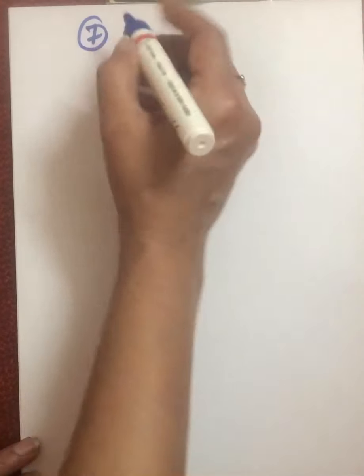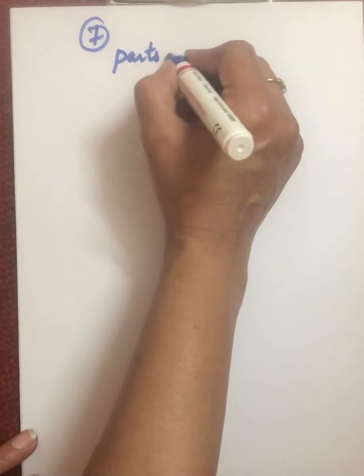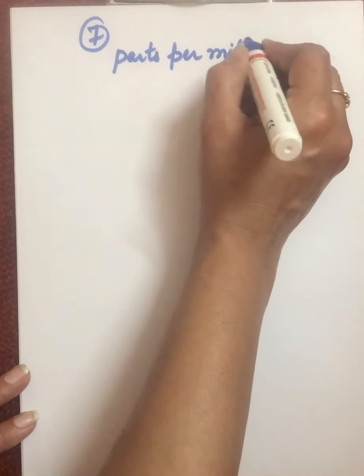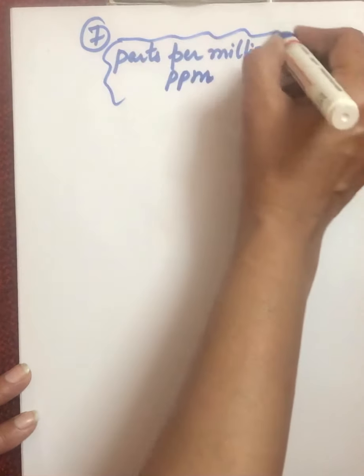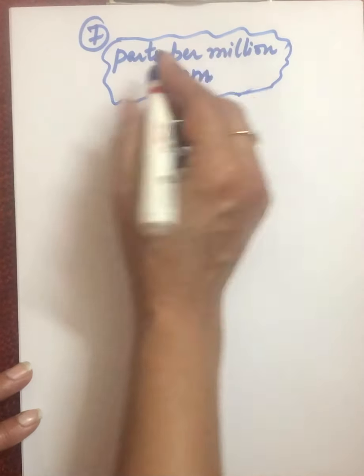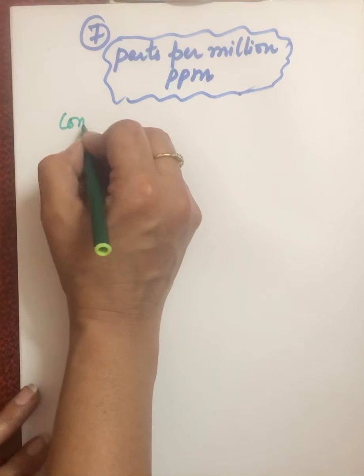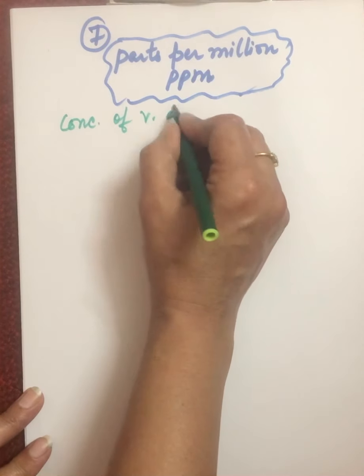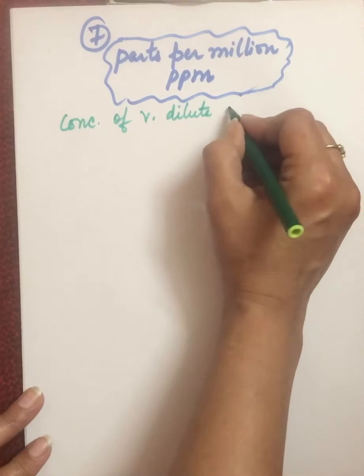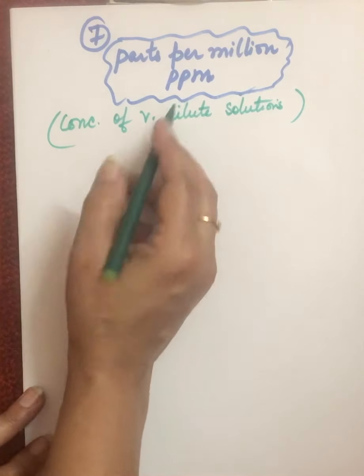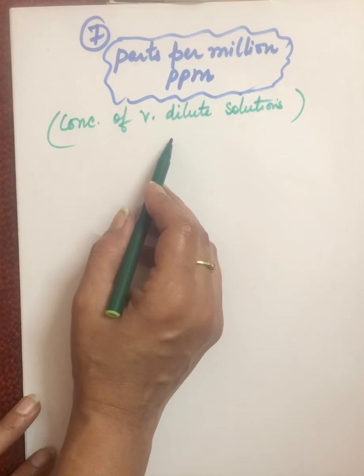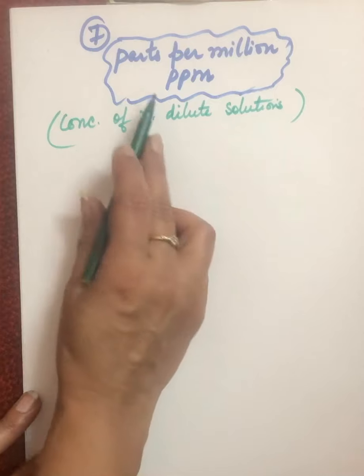After mole fraction, the last term, the seventh term here is parts per million, abbreviated as ppm, parts in million. Definition is the concentration of actually very dilute solutions. To find out the concentration of very dilute solutions, we use this term because we are finding out in the million parts. So when the solution is very, very dilute, then only we use this term.